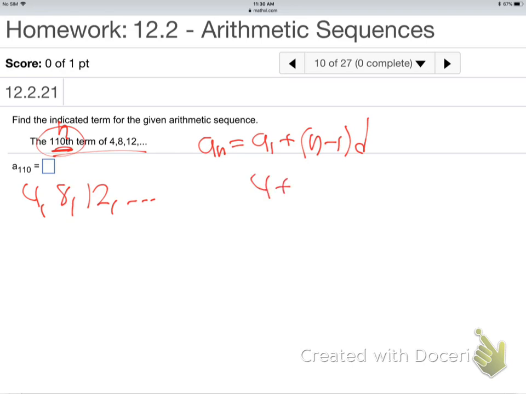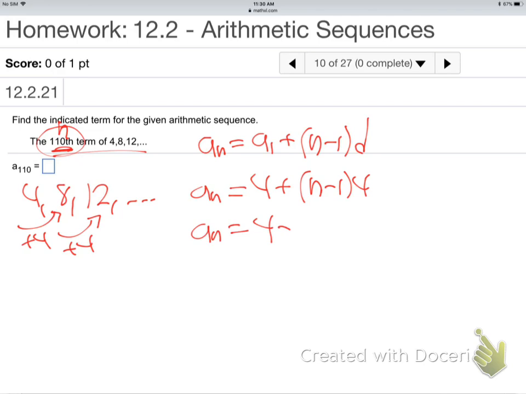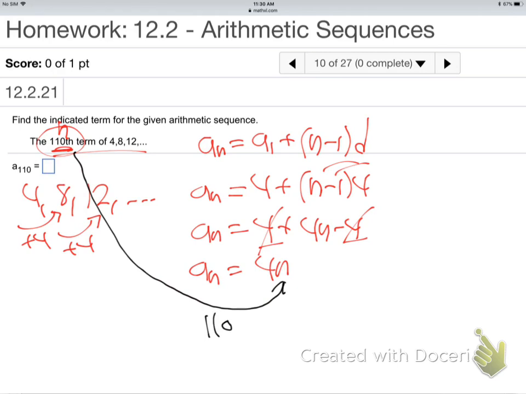So 4 is the first term, plus n minus 1 times d. What's the difference from term to term here? It's going up by 4 every time, isn't it? So that's 4. Distribute: 4n minus 4, plus 4. These cancel, so it's just 4n. That's the formula. Now, to find the 110th term, remember the ordinals, the th kind of numbers, that's your n. So just plug that in. The 110th term is 4 times 110, which is 440. There's the 110th term.